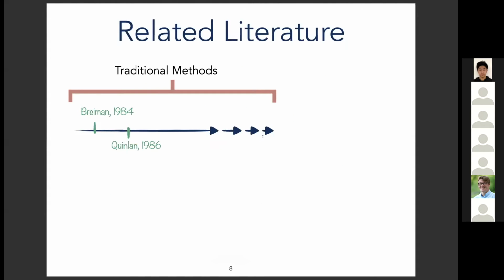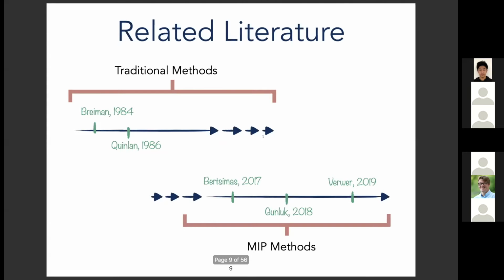The literature on decision trees can be divided in two parts. In the first one, we have traditional methods, such as the famous CART or C4.5 algorithm. They are heuristic. On the other hand, we have models using mathematical formulations, such as mixed integer programming for optimal decision trees.